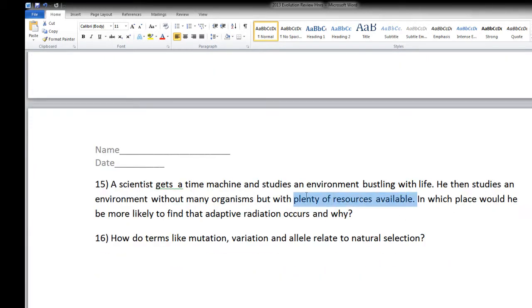Plenty of resources. That's going to result in many different types of traits being selected. So that means adaptive radiation will be more likely to really take root because more resources means selecting different traits. Different traits being selected can help drive separation between organisms. And so you start with one, you end up with many.